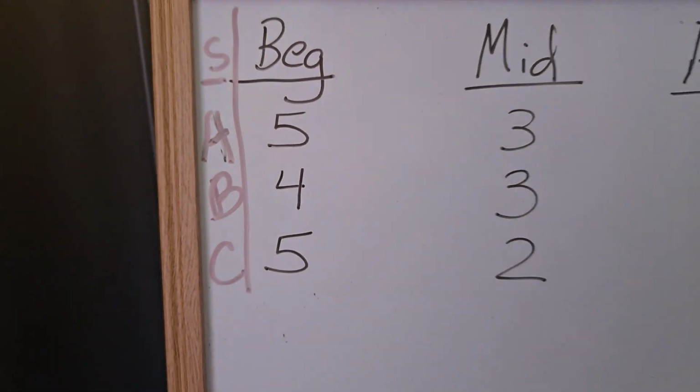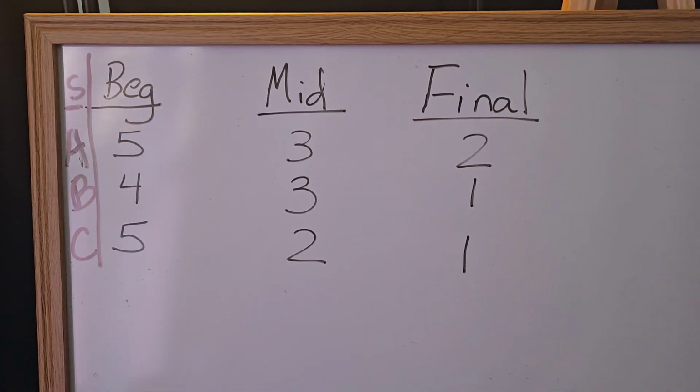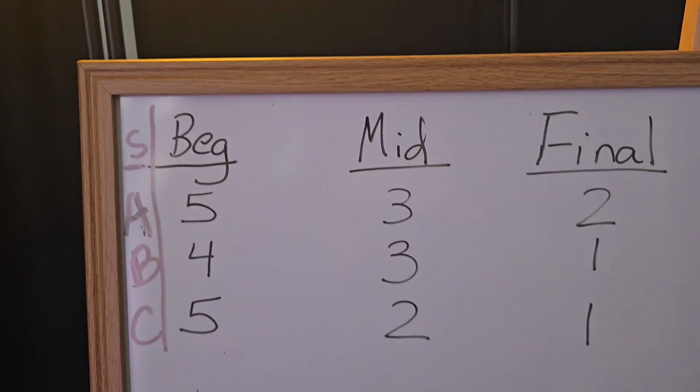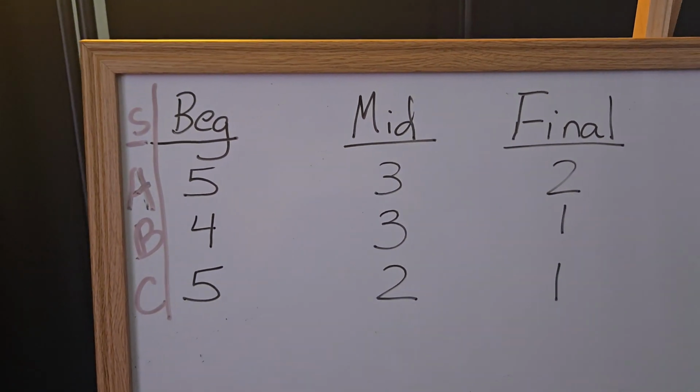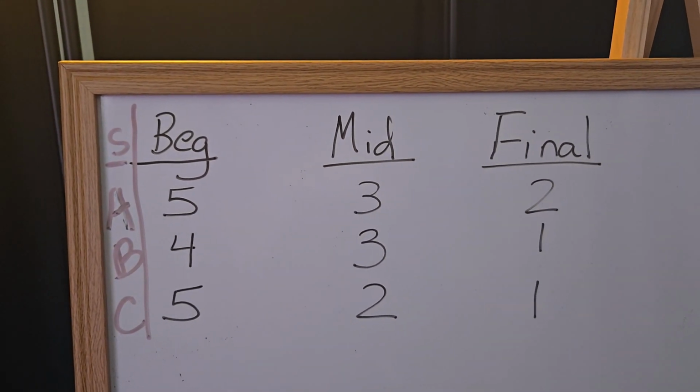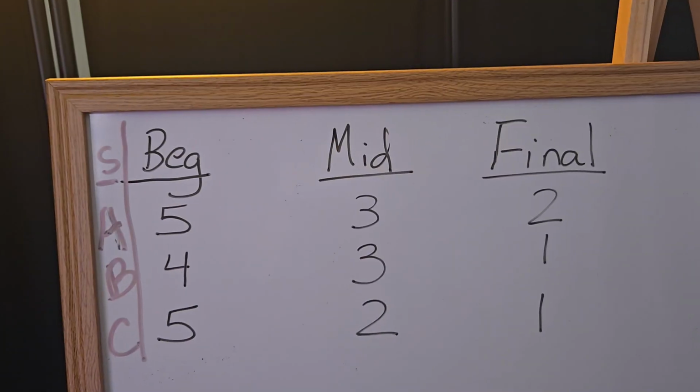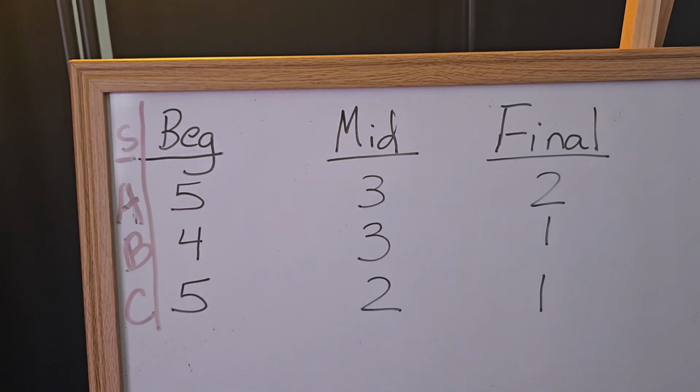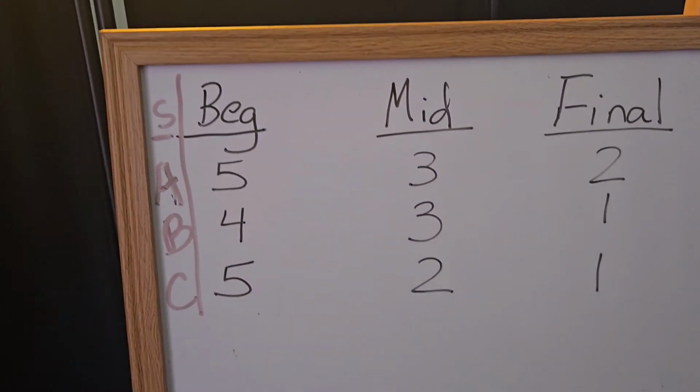Student B goes from a 4 to a 3 to a 1. You see what's going on here? All right, so we have to remember that these are the same students, because our computations are going to be a little bit different than what we did with the one-way ANOVA.